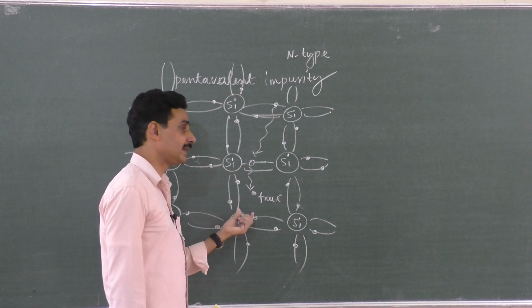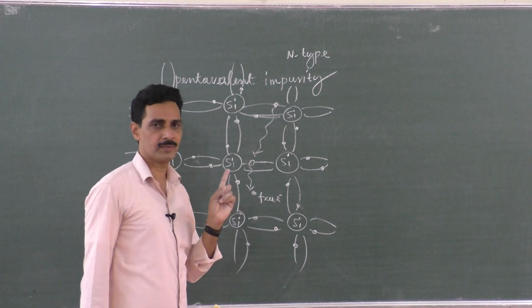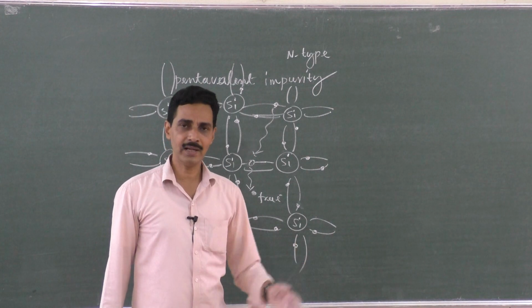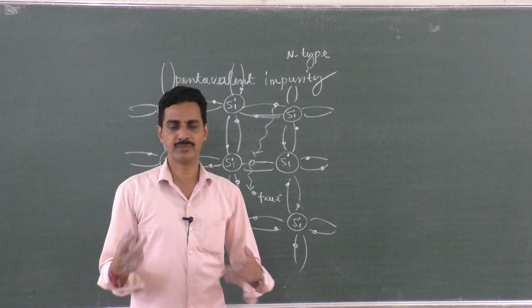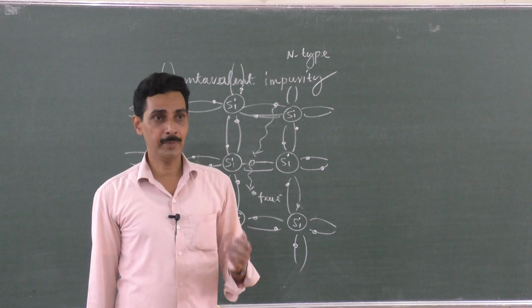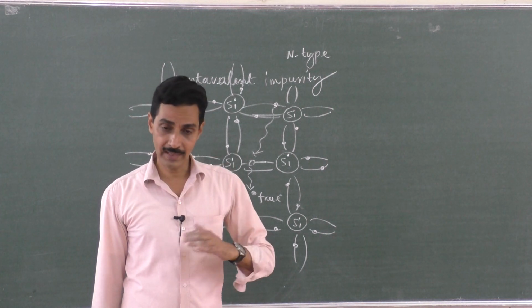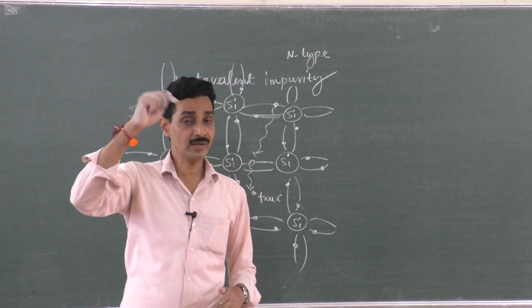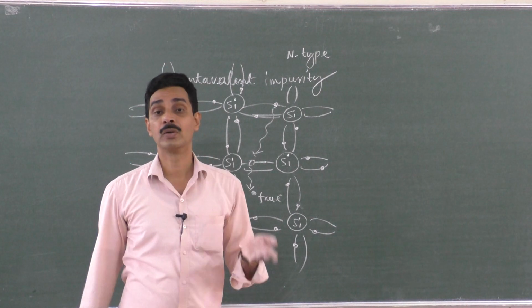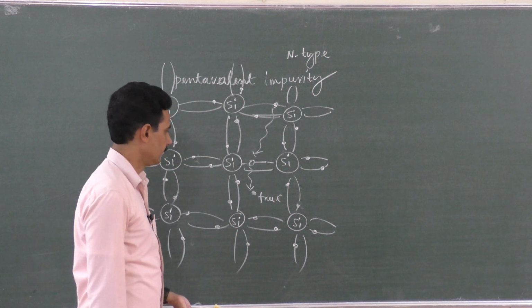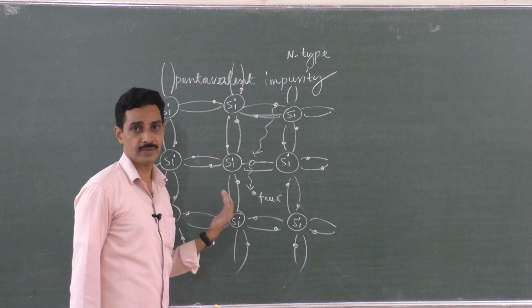So in an intrinsic semiconductor, if one electron becomes free, then definitely one hole is created. If 10 electrons become free because of the breakage of 10 covalent bonds, then 10 free holes are created. And remember, all these holes are in the valence band, because when electrons absorb energy and go to the conduction band, free electrons are found in the conduction band, but holes are found in the valence band. So there are plenty of electrons and holes.